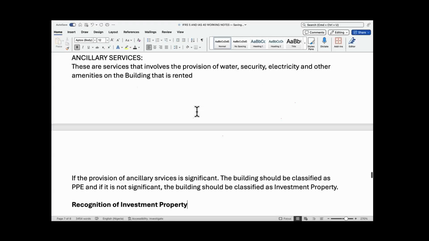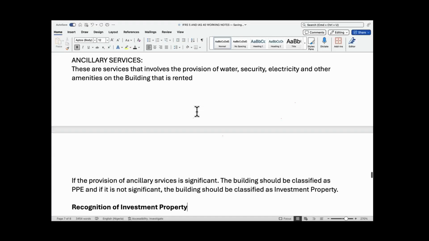Okay. All right. So I said that if the provision of ancillary service is significant, like somebody that has a building that he uses for a hotel, and you are the one providing water, electricity, everything they need, all the amenities needed for people to survive in that building, that building is PPE. That means you are holding that building for provision of services, because you have to employ security, employ a chef, employ a manager, all of that.